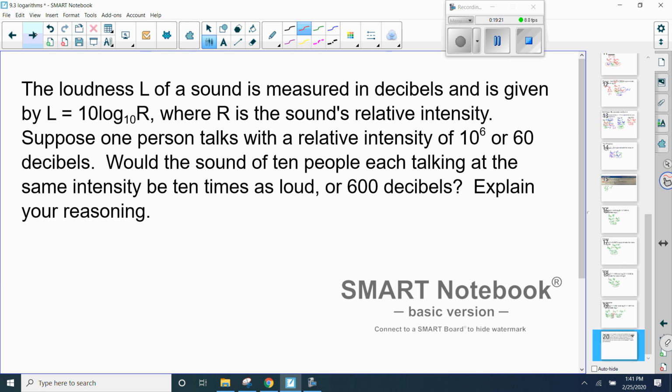So there's different ways we could represent that, and I will show you why here in just one second. As we look at it, we can change it into a log problem. The loudness is 10 log base 10 of R. And then what is R? The relative intensity. What is the relative intensity of a person? 10 to the 6th. Let's look at it as that. How can I go from there to see if that is either 10 times as loud or 600 decibels?